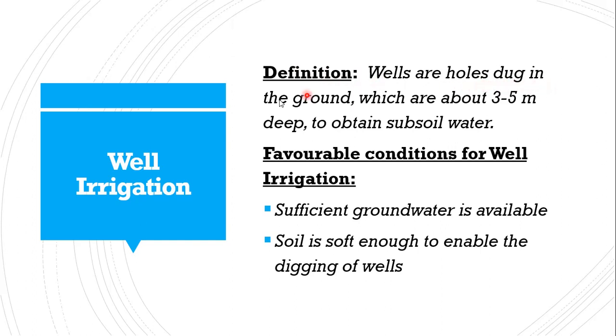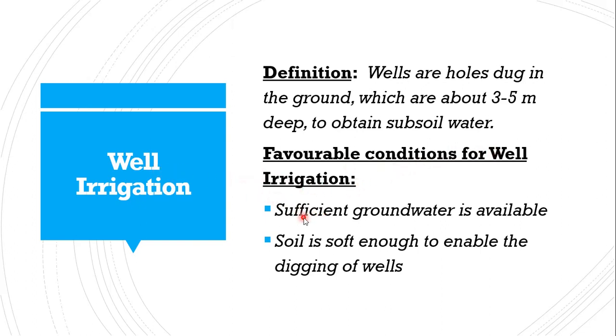Wells are holes dug in the ground which are about 3 to 5 meters or more than that also. Okay, there is no specification of the depth over here. It can be more than this to obtain subsoil water. So wells are dug holes in the ground which are about 3 to 5 meters deep to obtain subsoil water. To have well irrigation, what are the favorable conditions required?